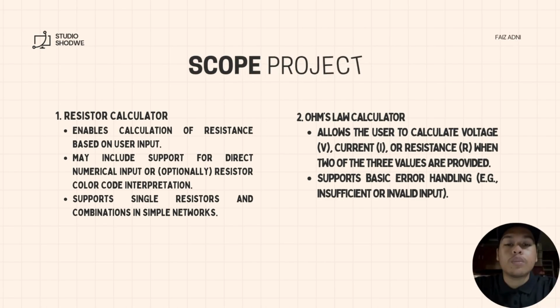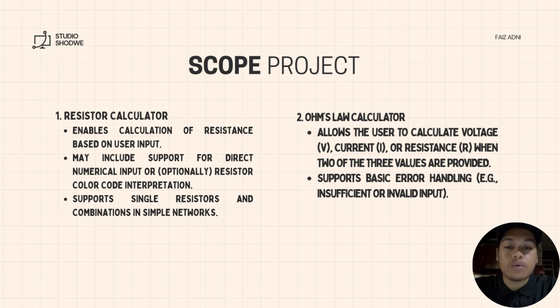Next, I will explain about the scope of our project. Firstly, about the resistor calculator. It enables calculation of resistance based on user input. It may include support for direct numerical input or optionally resistor color code interpretation. It also supports single resistors and combinations in simple networks.